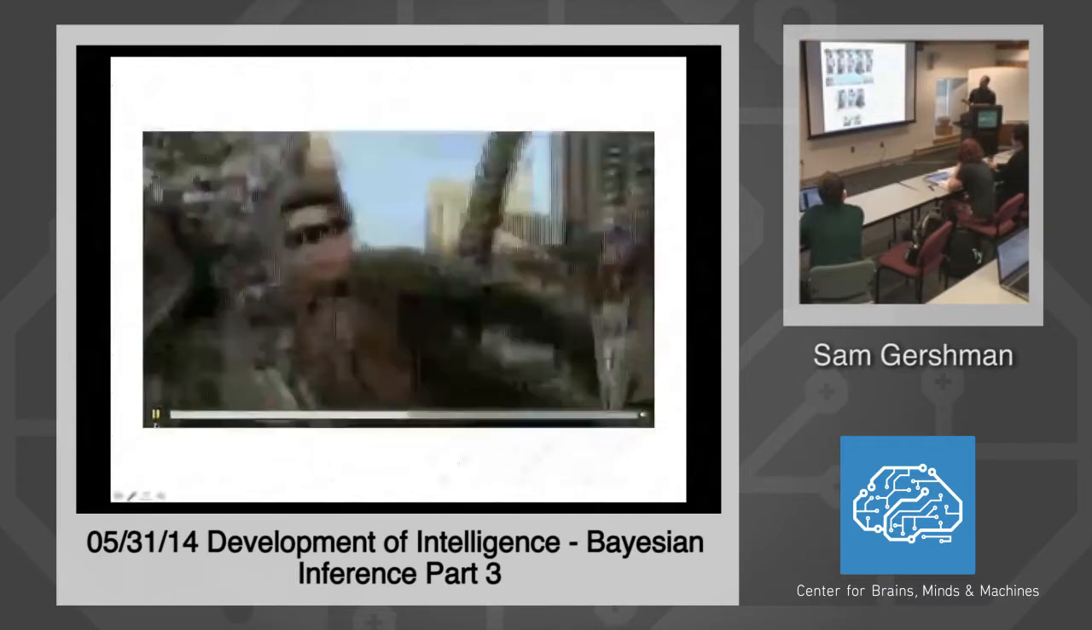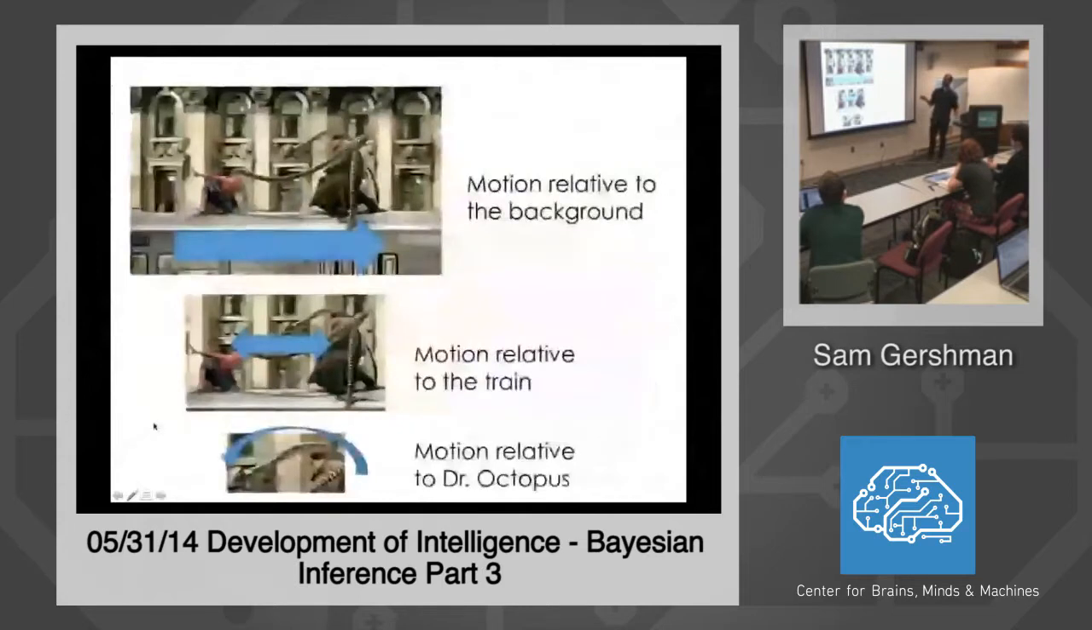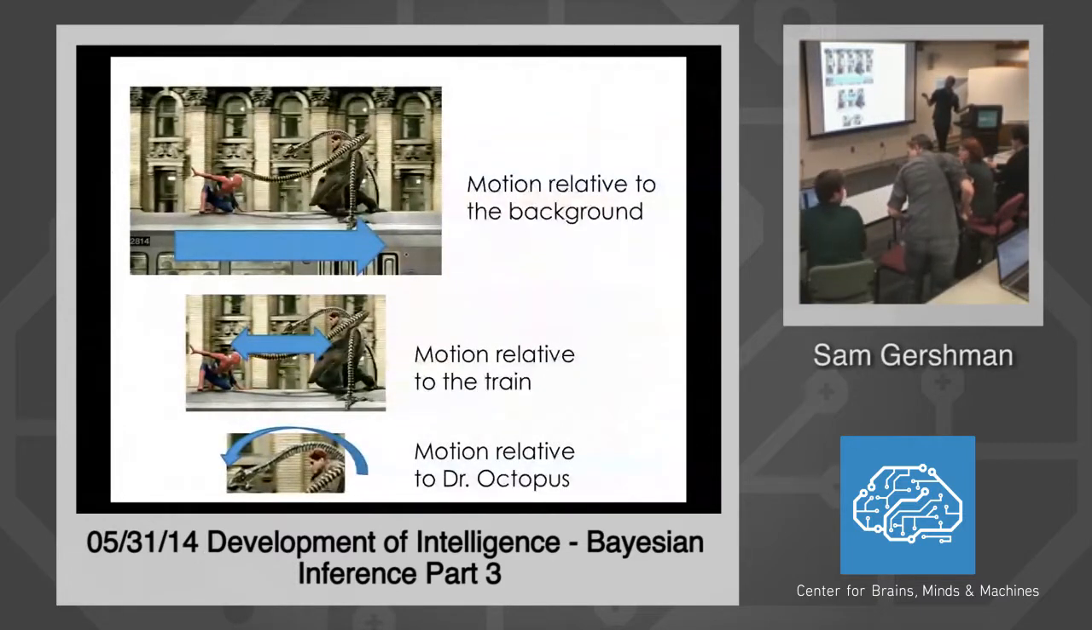So we can perceive the motion of Dr. Octopus and Spider-Man relative to the background, and within that reference frame, we can also perceive the relative motion of Spider-Man and Dr. Octopus relative to each other, and we can also perceive the motion of Dr. Octopus's tentacles relative to his body. And so what we have here is a kind of hierarchically organized collection of nested reference frames.